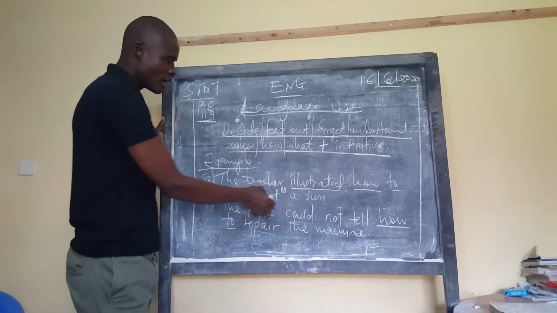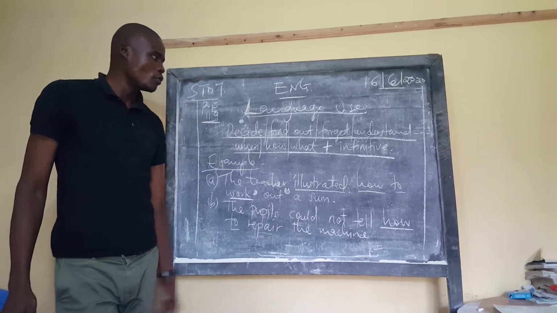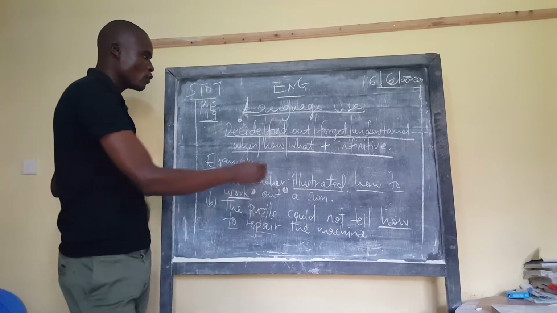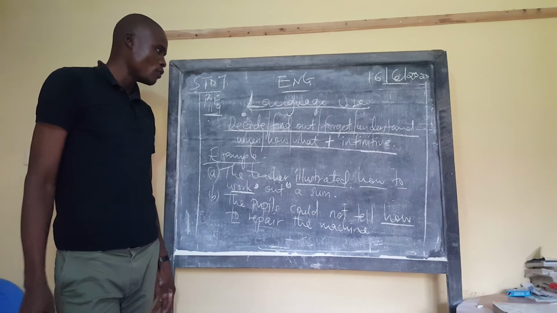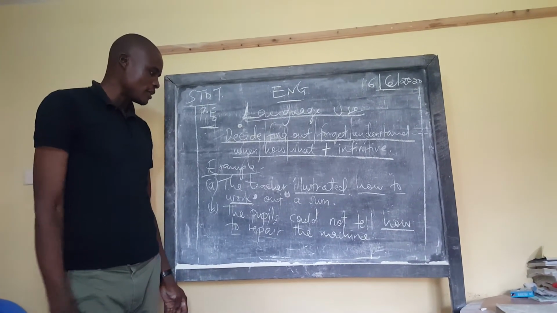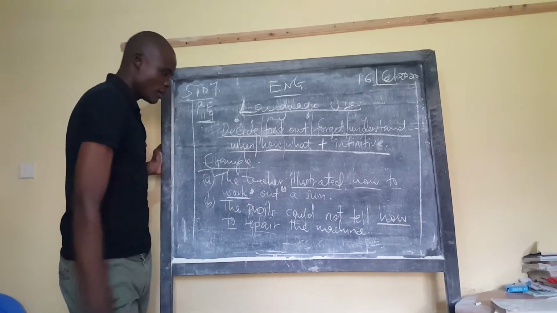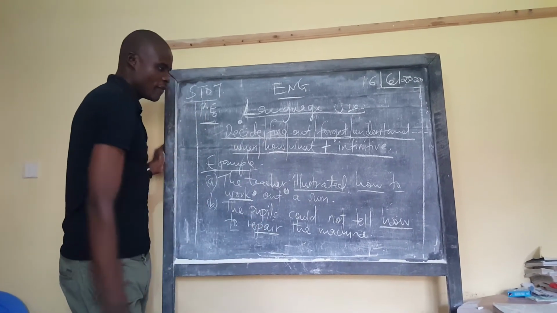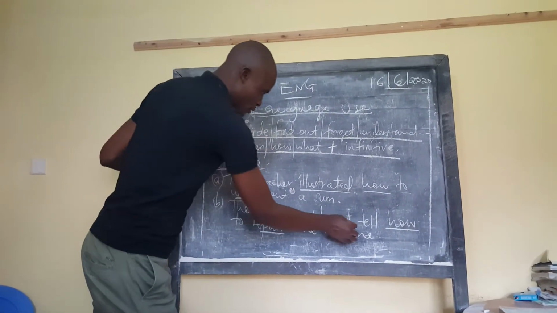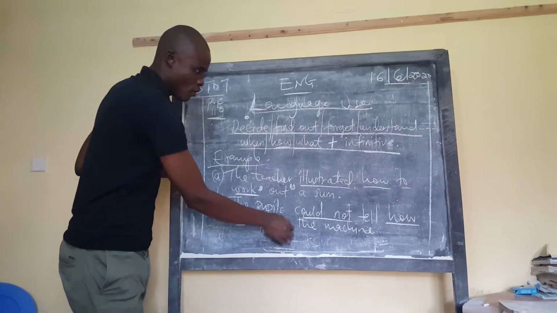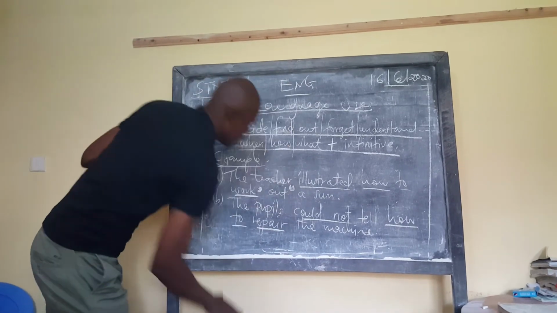Illustrated how to work out a sum. That was example one. Example two, the pupils could not. I use the verb could not, that is also not here. The pupils could not tell how. We're still using how here. How to repair the machine. So they could not tell how to repair the machine. And that is how you can see the way could not has been used, and after how, you can see the use of to and repair. After to, there's a repair placed there.